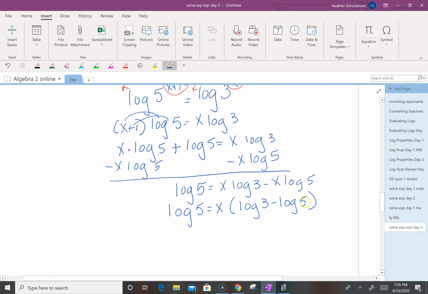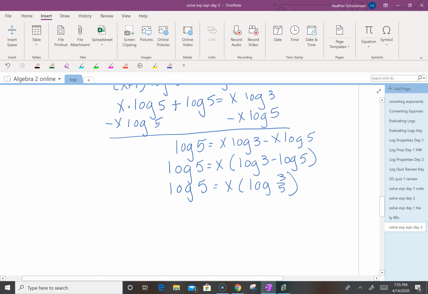Okay, we're getting closer, but to put this in our calculator, it might be helpful if we combine those, and we're going to combine them using our log properties. Minus meant what? I hope you remember it means division. So I have log of 5 equals x. Combine them, so it's going to be the log of 3 divided by 5. Oh, I told you this was weird. Okay, now to solve for x, we're going to divide by the log of 3 over 5.